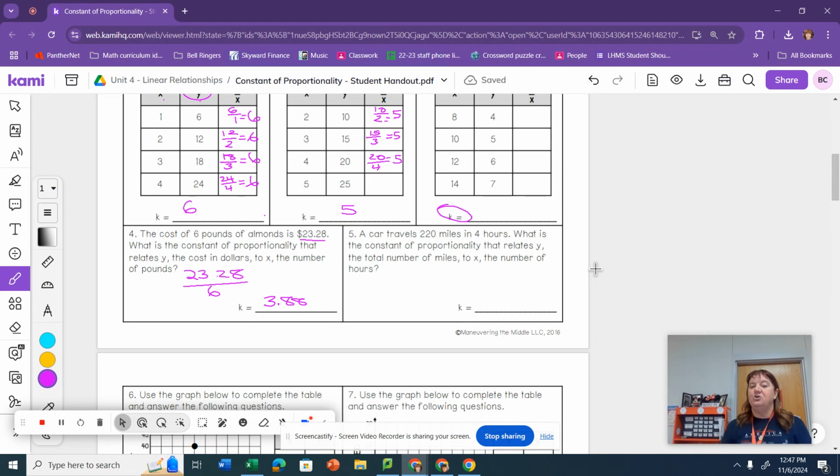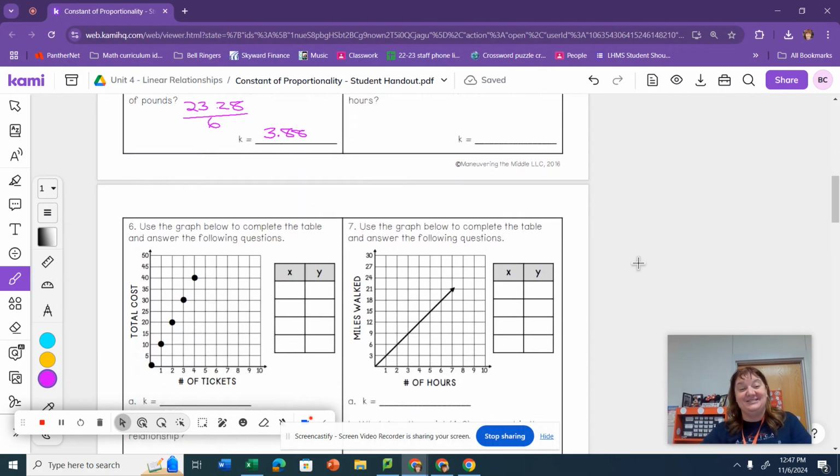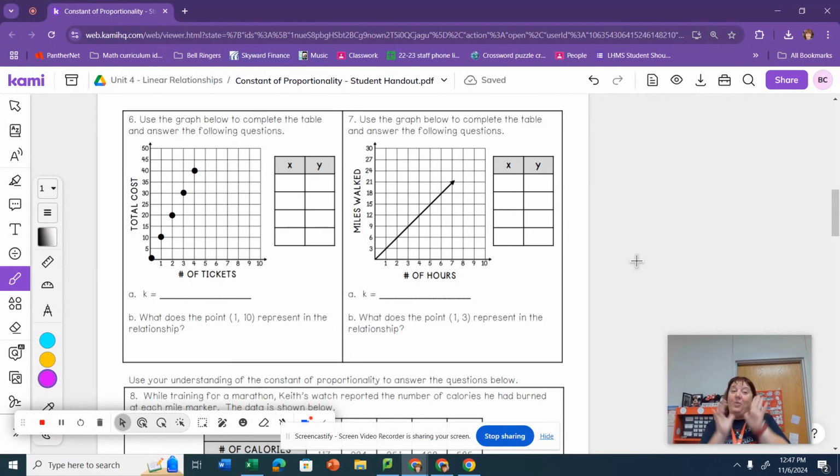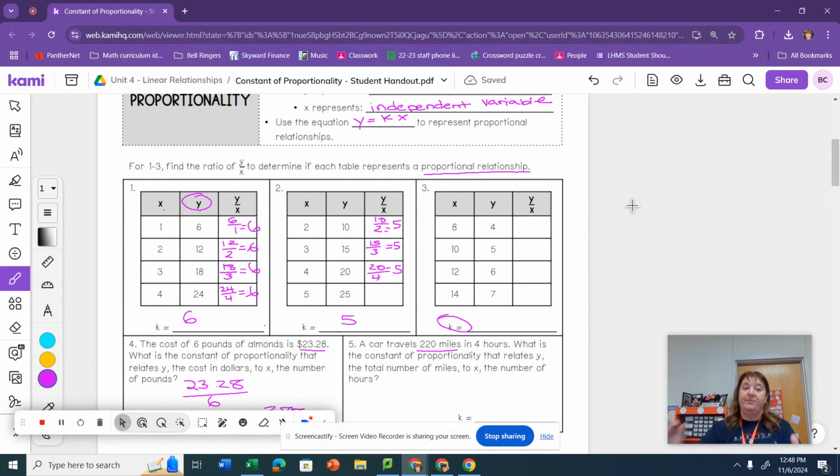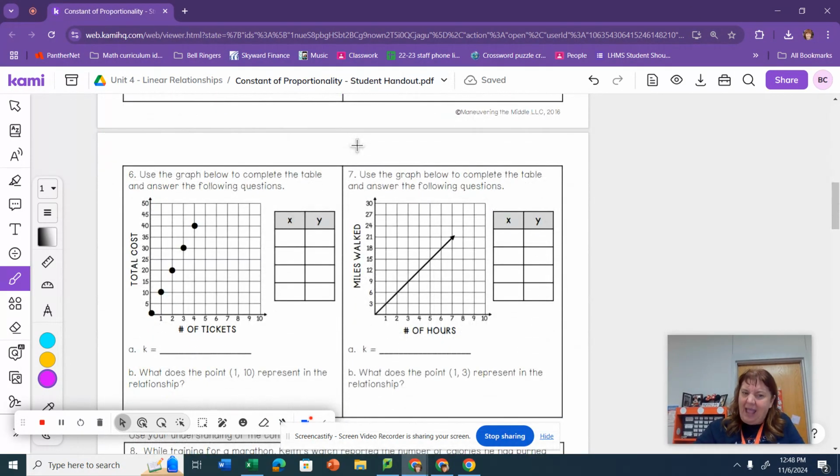You try number 5. Remember, miles is going to go on top. And let's see what you get. Did you get it right? I bet you did. And if you didn't, you can always do it again. Okay, now you see how to do it from a table. From a table, you just do y divided by x. Now, what do you do when it's from a graph?